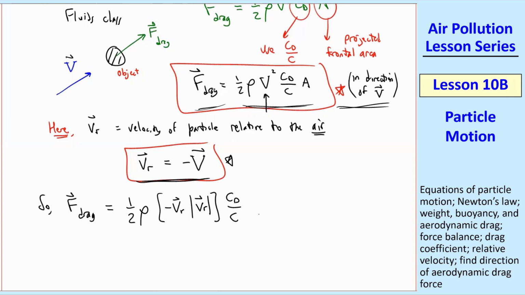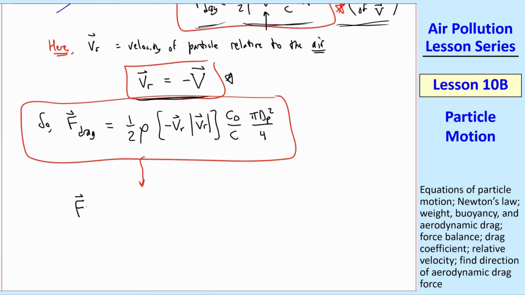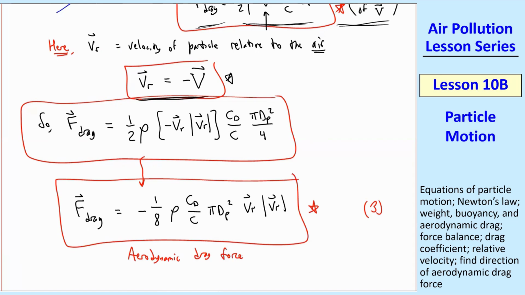And then we have our CD over C, and then our area, we're going to assume spherical particles. So again, that's pi dp squared over 4. And let's just clean this up a little bit. We can combine the 2 and the 4, put the negative sign outside. So we have minus 1/8 rho CD over C, pi dp squared, VR vector, and then magnitude of VR. And this is our aerodynamic drag force on our spherical particle, and I'll call that equation 3.